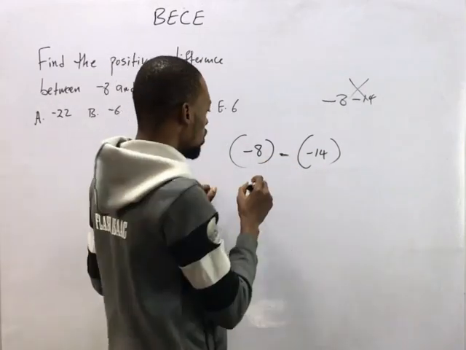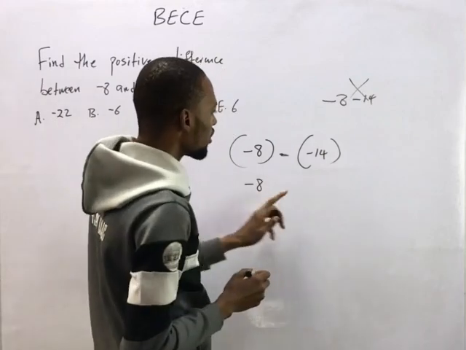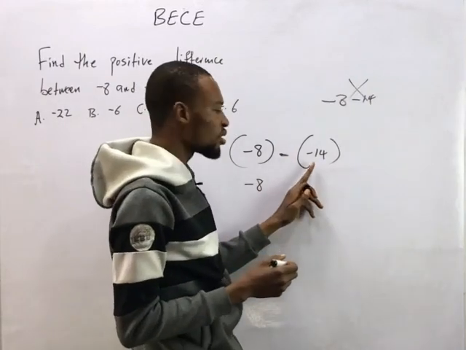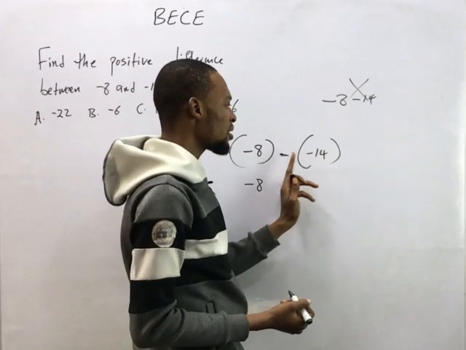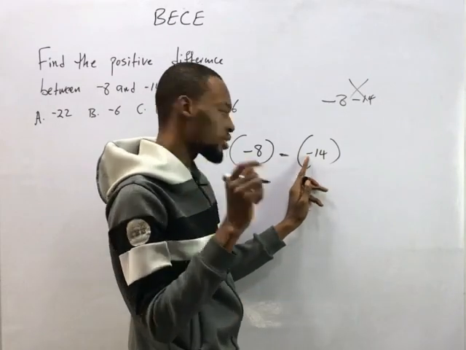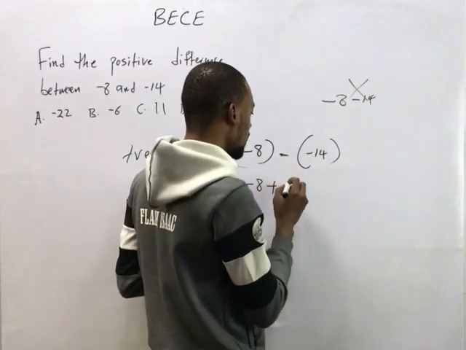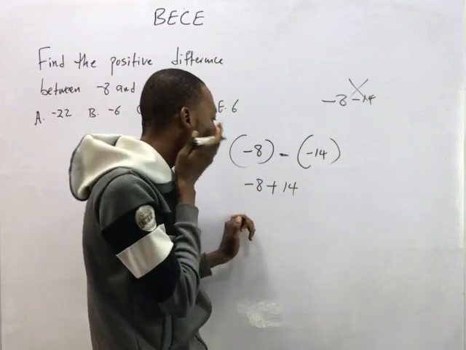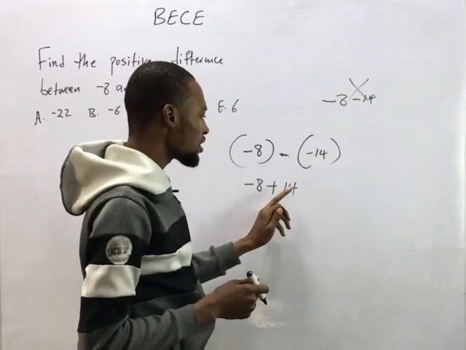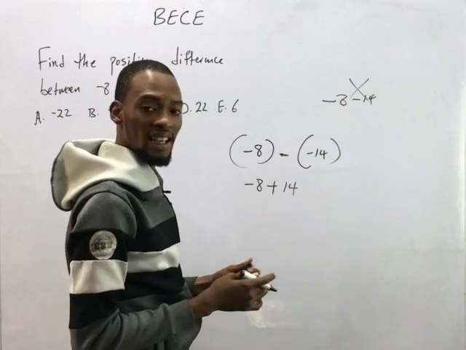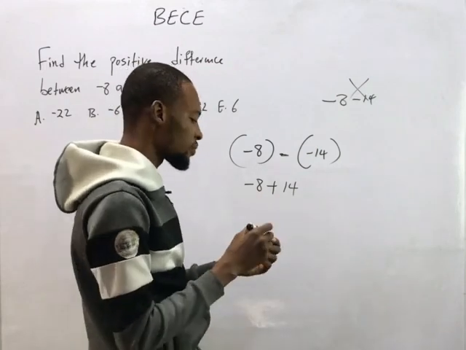So you look at this, you have -8, here you have minus and you have minus. So this leads you to minus times minus. Minus times minus will give you plus. So this has turned to plus, and this is 14. So now we are not left with -14 plus 8. Sorry, we are not left with -8 plus 14.